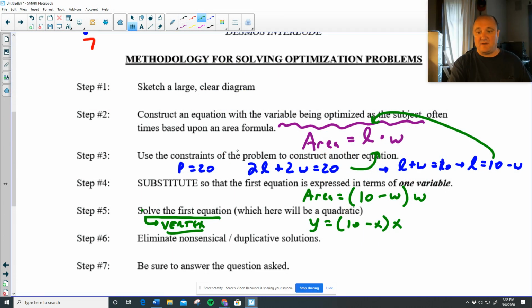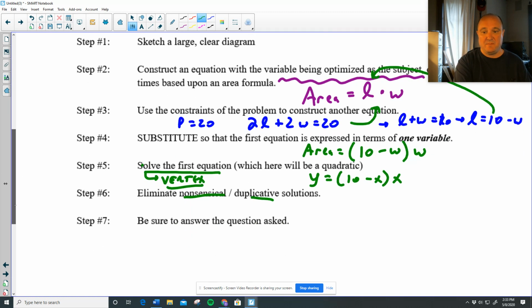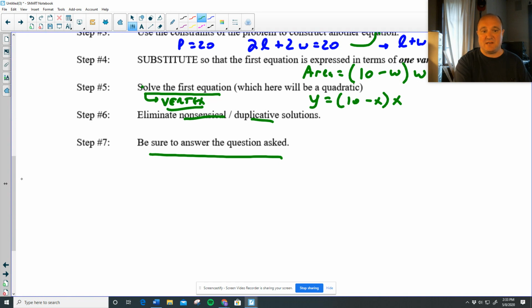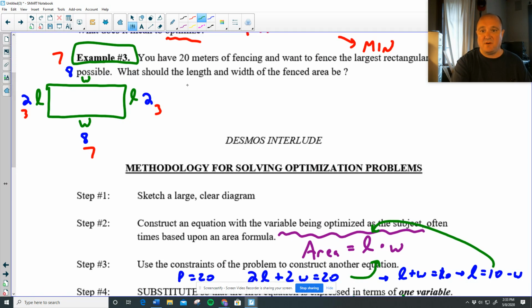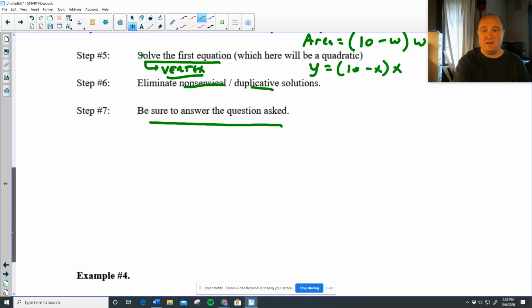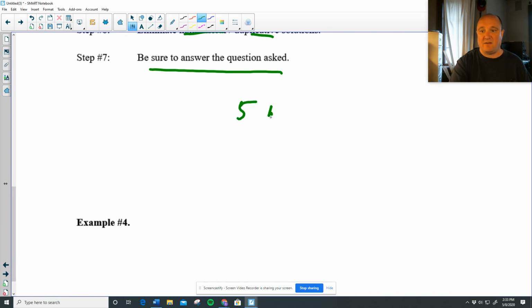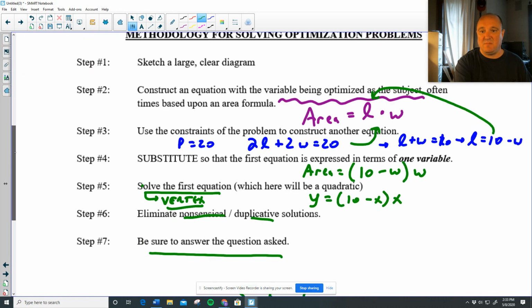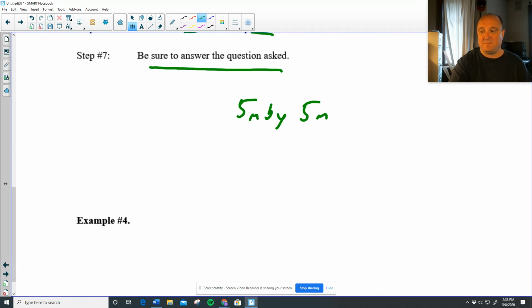Eliminate any duplicative or nonsensical solutions. Sometimes this is relevant, oftentimes it isn't. And finally, be sure to answer the question asked. This asks me for the length and width of the fenced area, so I would say it is 5 by 5. What were my units? Meters, so I would make sure to include that.